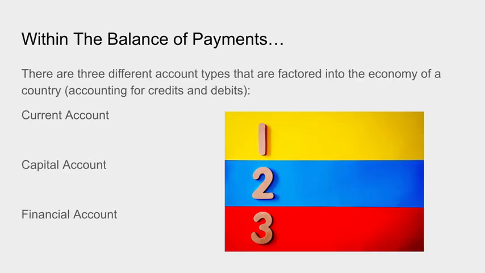So within the balance of payments, there are three different account types that are factored into the economy of a country. Those are the current account, the capital account, and the financial account. And that's where we see these terms get thrown in, right? With credit and debit and deficit and surplus. And we're going to look a little more at this.